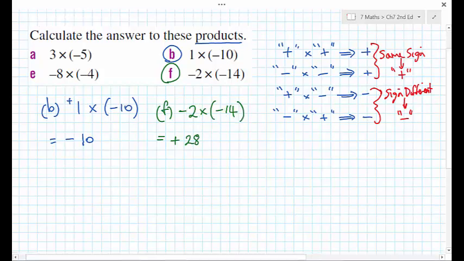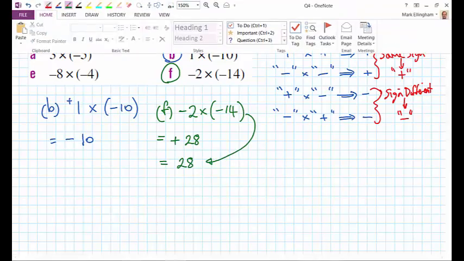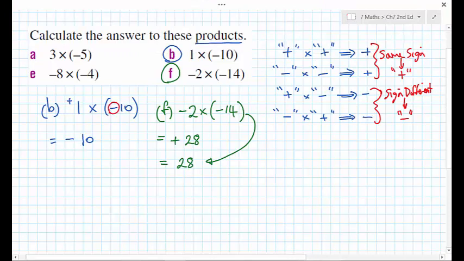And what I can simply do though is I can just write this as equal to 28, and so I can go straight from there to there without having to show the second line here. So the key is just to think: I have a negative times a positive to give a negative. I have a negative times a negative to give a positive answer.